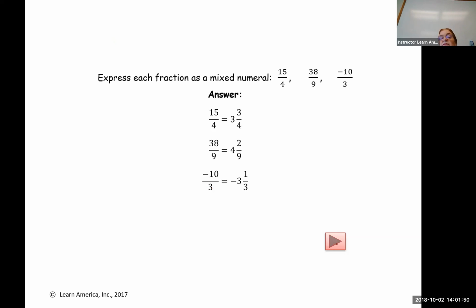Okay, for 38 over 9, 9 into 38 goes 4 times. 4 times 9 is 36. And we have 2 9ths left over. And for negative 10 over 3, 3 goes into negative 10 3 times, or negative 3 times, really. And then we have 1/3 left over.